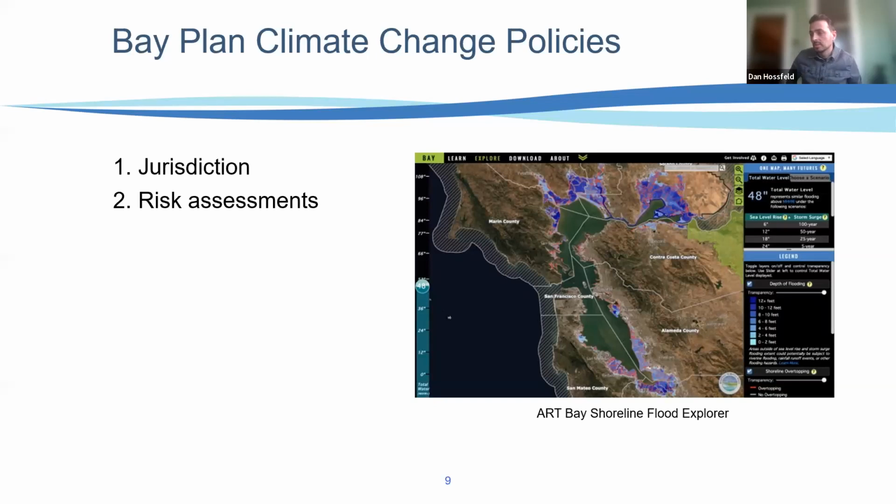So these risk assessments are similar in scope to vulnerability assessments for sea level rise that folks on this call are probably very familiar with. They've occurred up and down California, often at the jurisdiction scale or of varying scales, except that the difference with these risk assessments is that they are for individual project and parcel scale.